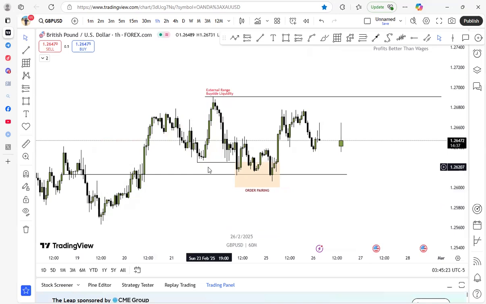So what I always tell you guys is that each and every time when we are bullish, price will always look for sell stops to buy from. And when we are bearish, price will always look for buy stops to sell from.